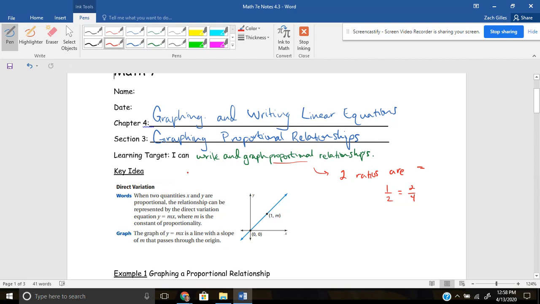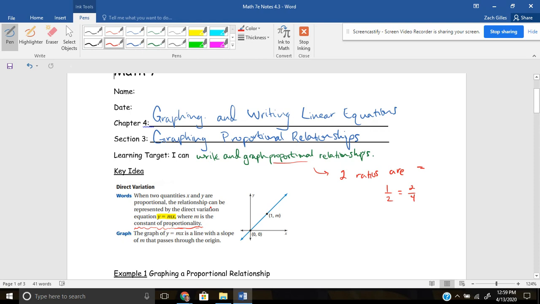So the first piece of information that we need to know talks about direct variation. It says when two quantities, x and y, are proportional, the relationship can be represented by the direct variation equation y equals mx. That's our direct variation equation. And m is the constant of proportionality. Okay, the constant of proportionality.